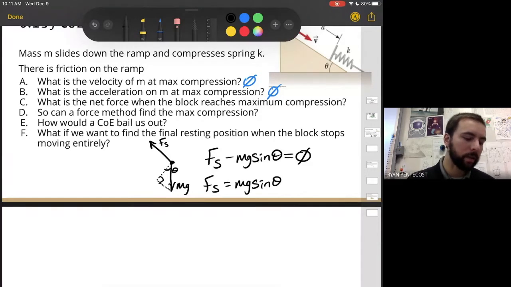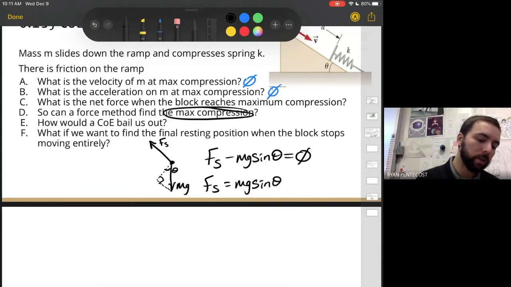Then part D asks, can a force method find the maximum compression? The answer is no, right? Because if all we can see is that mg sine theta equals the force of the spring, that means you basically just set the block there and let it come to rest. Okay, it compressed the spring, but it's just coming to rest where now the block and the spring are at equilibrium. That's not what it's asking. The summation of forces can't account for the speed of the block and the friction as it's traveling, right? Can't account for all of that and how far the block could compress the spring. Maximum compression, summation of forces cannot handle, okay?